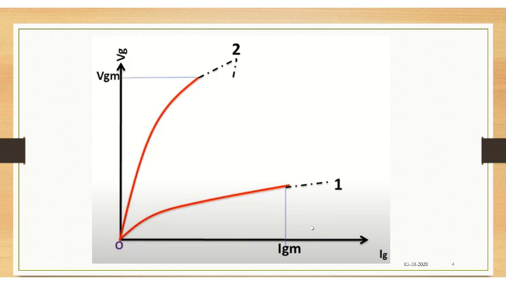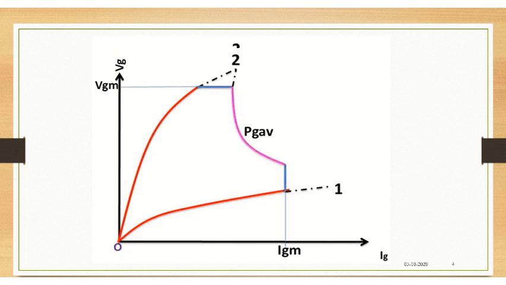And also the maximum average power dissipation limit, which is given by this hyperbola. Here the average power dissipation is nothing but the product of Vg and Ig, which is a constant, so you will get a hyperbola like this. These values, that is the maximum average gate power dissipation, will also be specified by the manufacturer. That is the limit which should not be crossed, or it will damage the device. That's the meaning.